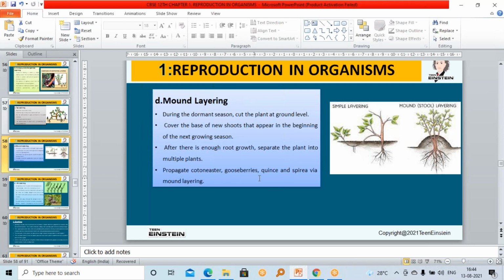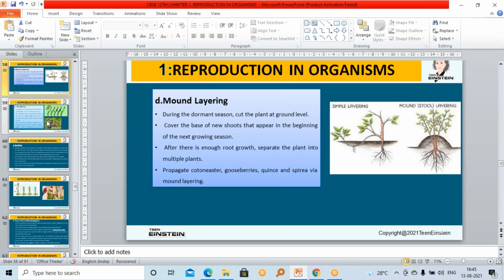Almost all methods are similar, just a few slight differences are there. Just keep these pictures in mind, then the examples also, so it will be very easy to learn. Don't get confused, there is nothing to confuse. Still, just learn the examples by heart. Then we have done with mound layering, and the next method of layering is air layering.